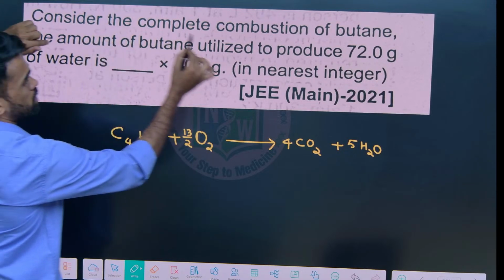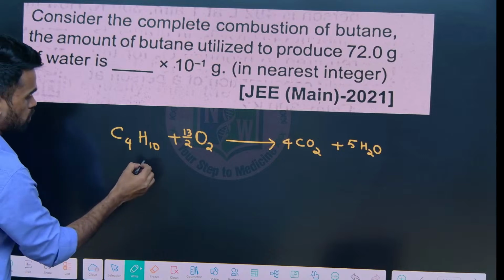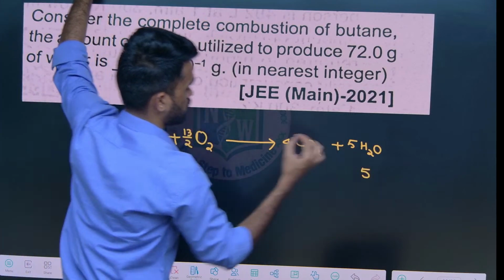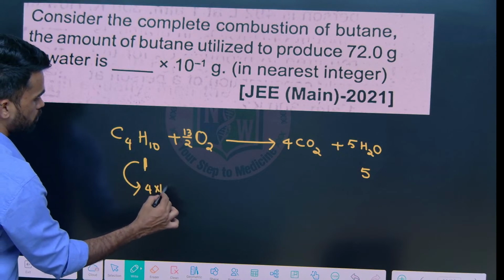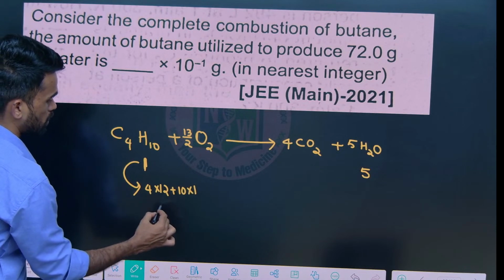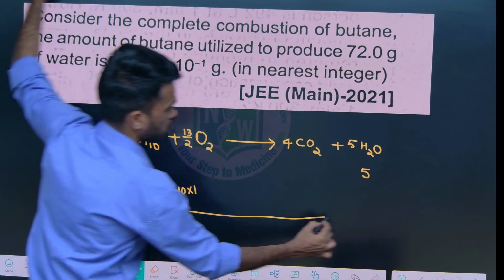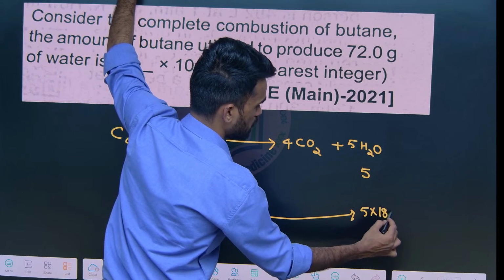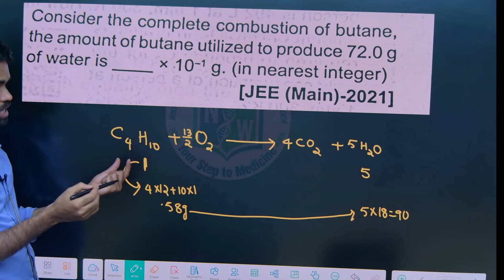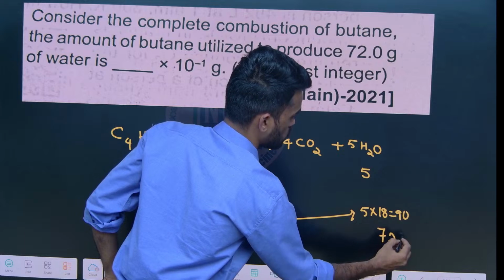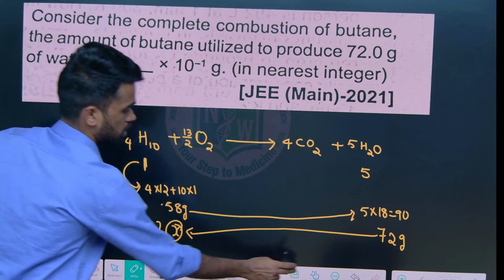Consider the complete combustion of butane. The amount of butane utilized to produce 72 grams of water. See, 1 mole of this substance produces 5 moles of water. So the weight of 1 mole of this substance is how much? It is 4 into 12 plus 10 into 1, that is 48 plus 10, 58 grams, producing 5 into 18, that is 90 grams of water. They have asked what quantity of butane is utilized to produce 72 grams only. I want only 72 grams of water. So what is the grams of butane I used? That is what they are asking.